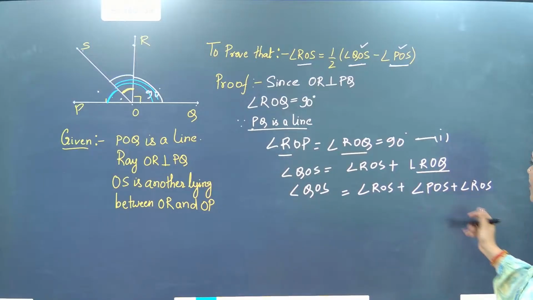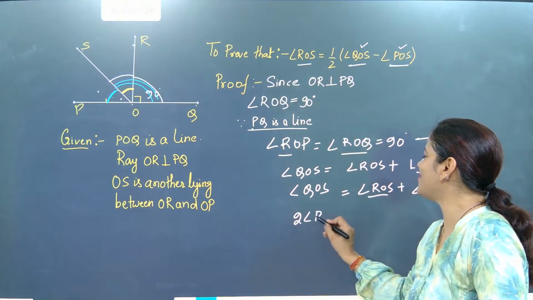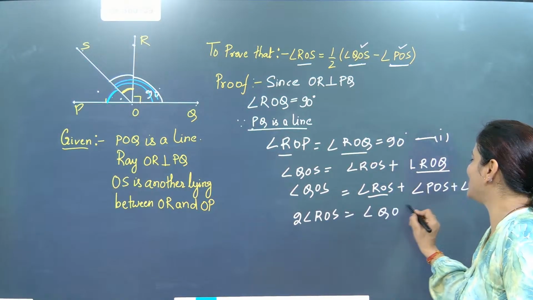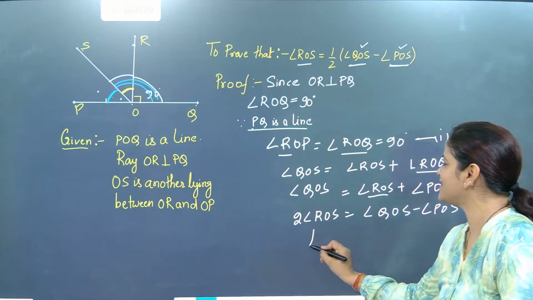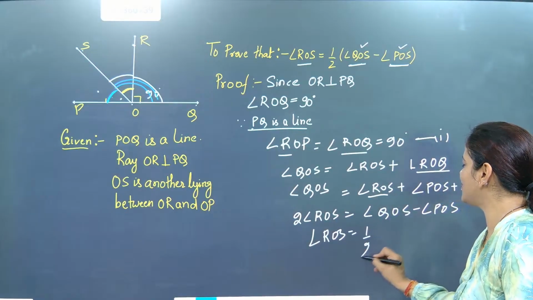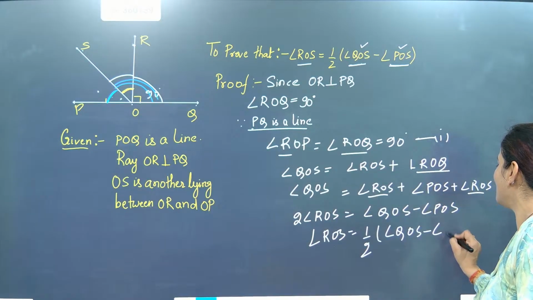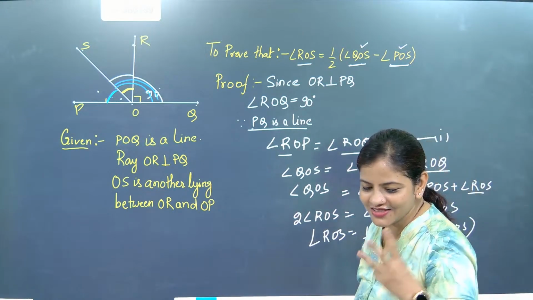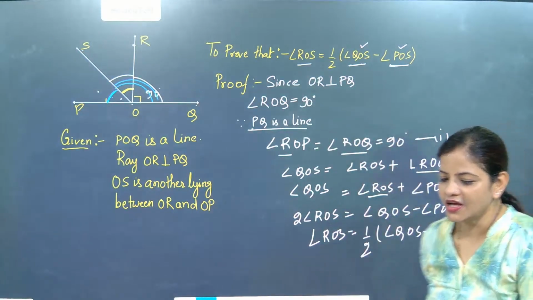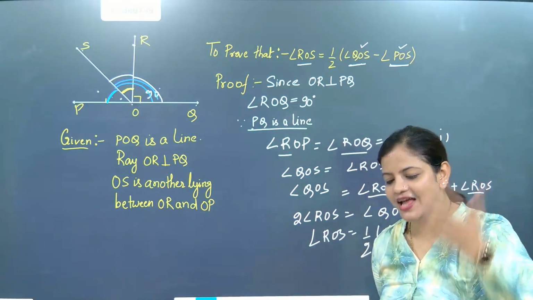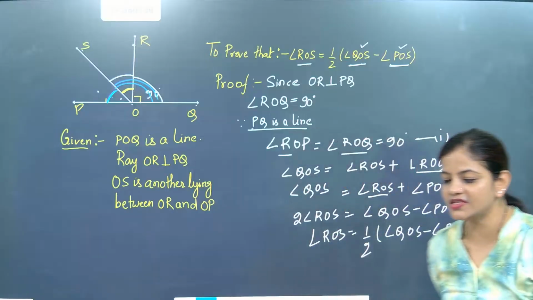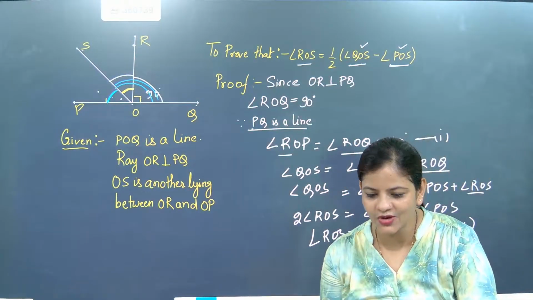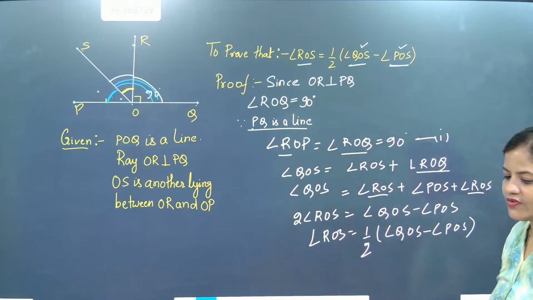That's it. Work over. ROS, how many times? Two times. Two times of ROS is equal to QOS minus POS. Angle ROS is equal to half of angle QOS minus angle POS. I rest my case. 3 lines and we got the answer. This is what I want you to study. You will be going for 90, 90, 90, 90. 90, 90 will not give you answers. How I did it, can I tell you again one more time? Did you enjoy it? Only one work you have to do.